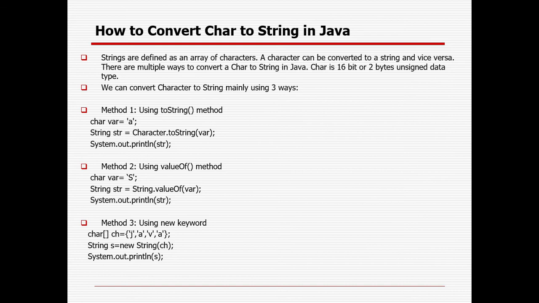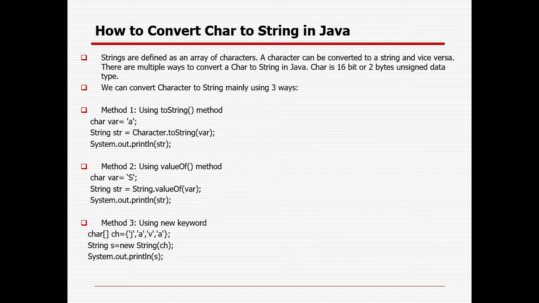So, what does it mean by strings? Strings are defined as an array of characters, right? So an array of characters forms a string, and a character can be converted to a string and vice versa. There are multiple ways to convert a character to a string in Java. A character is a 16-bit or 2 byte unsigned data type. Primarily there are three main ways to convert a character to a string.